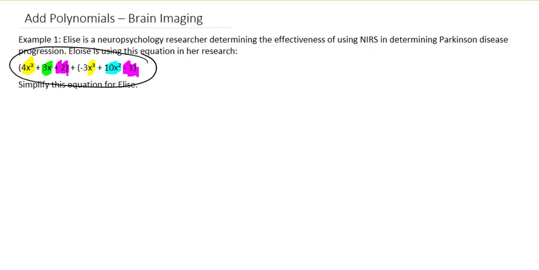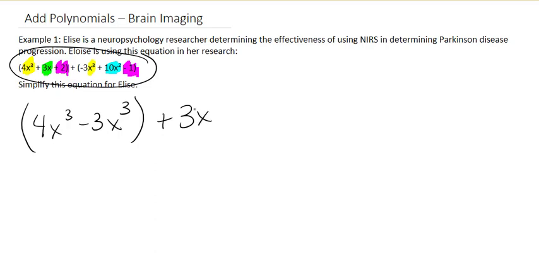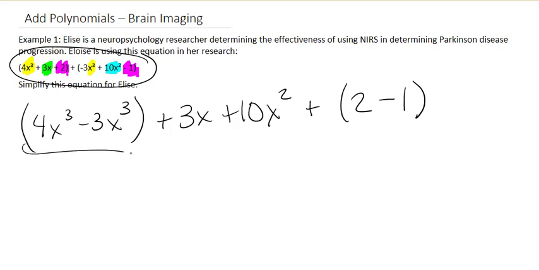So in order to do this, we're going to add 4x to the third minus 3x to the third. Then we're going to add just plus 3x because there's nothing there, plus 10x squared, plus 2 minus 1. So when we add these together, we look at just the number in front of the variable. So 4 minus 3 is equal to 1x to the third.